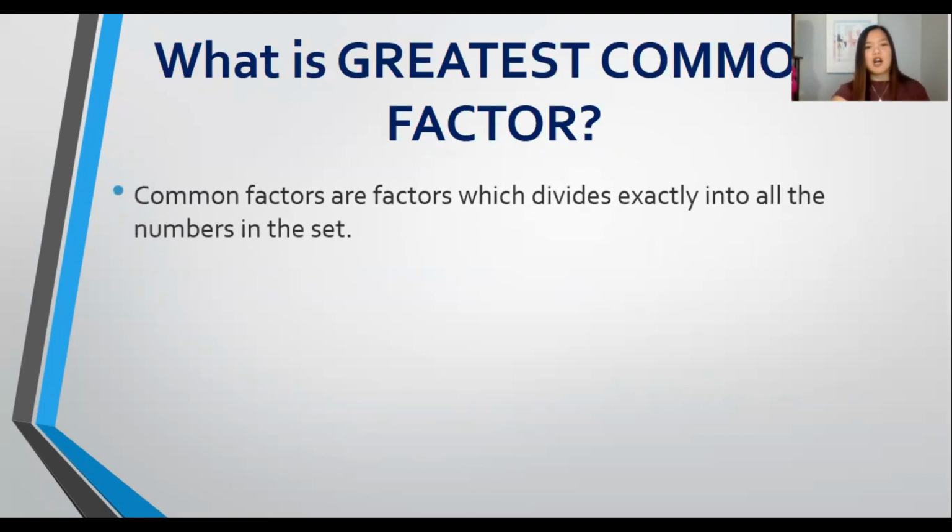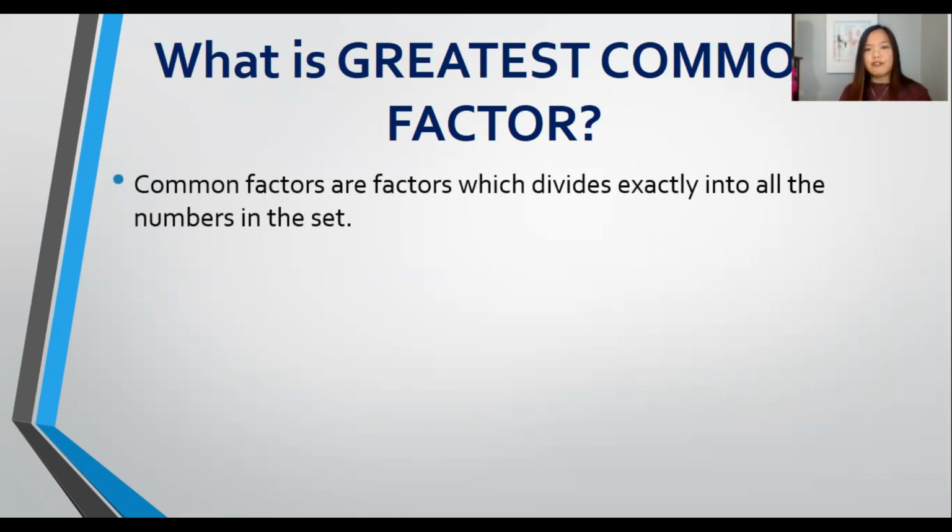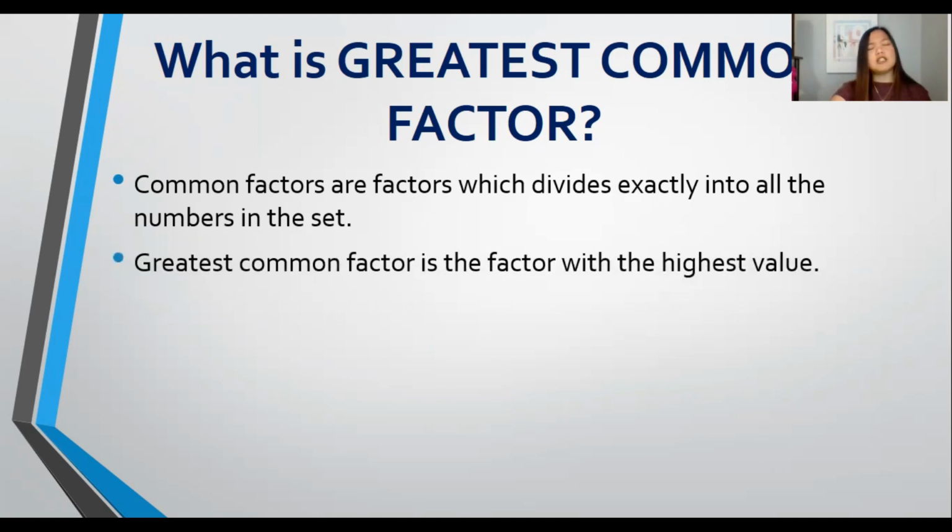When we say greatest common factor, these are factors which divide exactly into all the numbers in the set. The number of numbers in a set can be 2, 3, 4, or more as long as they have a greatest common factor. So when we say greatest common factor, it is the factor with the highest value.